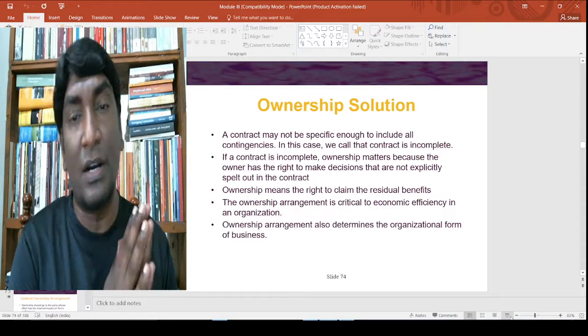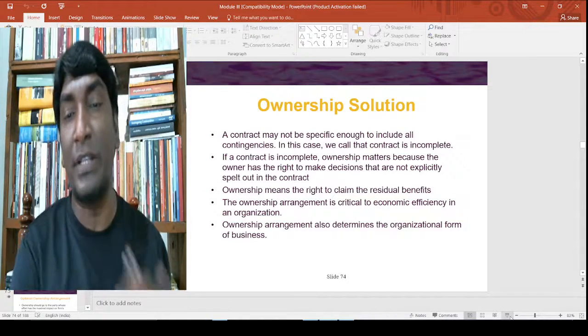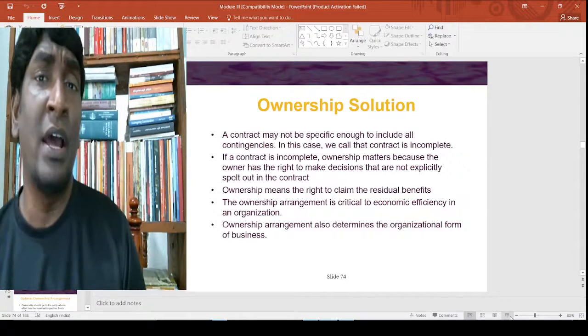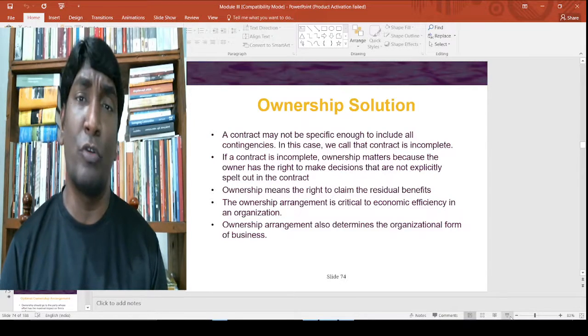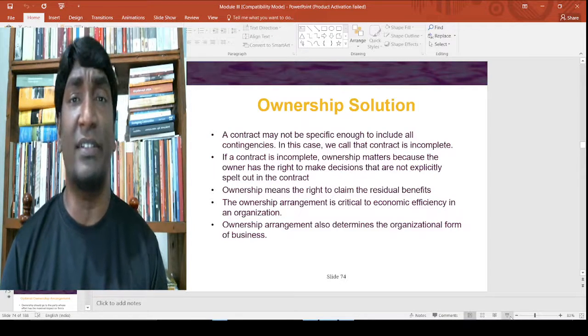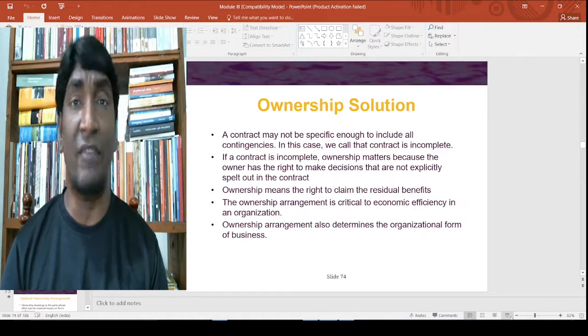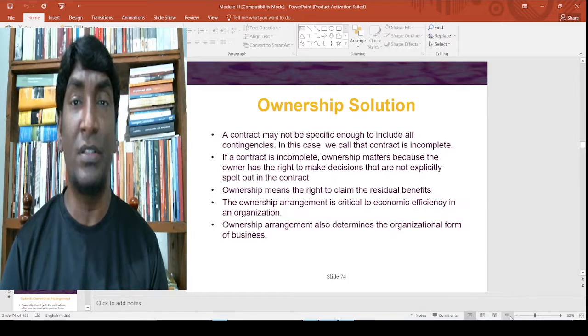So there is another issue which is called the ownership solution. That is, a contract may not be specific enough to include all contingencies, because we know that a complete contract is actually quite unrealistic. Once you say that a complete contract exists, then there is no longer an information asymmetry, as I was discussing in the very beginning, in the initial three lectures before. From the beginning of the fourth module, we were discussing this thing.